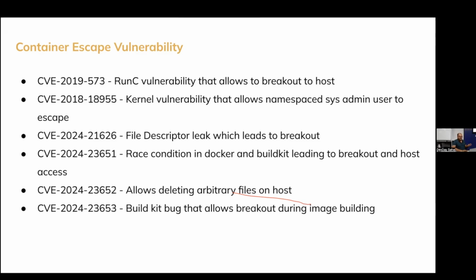The third one is again based on a file descriptor leak. So a file descriptor was left dangling, and then it can point to any other file system on the host, and then it can try to break out of the container from there. The fourth one is again a race condition between Docker and BuildKit, where they were trying to update the cache, and because of the race condition, the cache was left dangling, again allowing access to root.